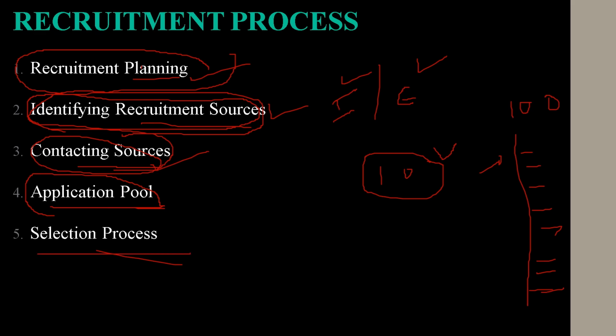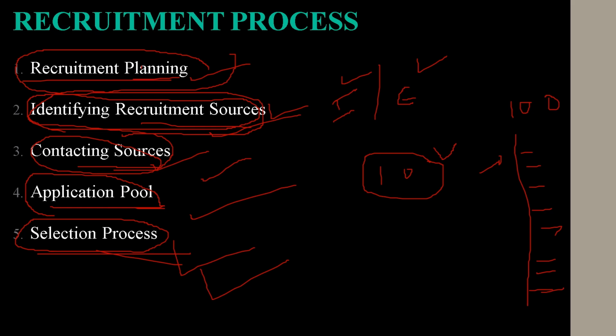Fifth is the selection process. Once we create a pool, we select the best applications from it. We have different concepts in the selection process, which we will discuss in the next videos. So this is all about the recruitment process. How many steps do we have? 5 steps: recruitment planning, identifying recruitment sources, contacting sources, application pool and selection process. The selection process we will discuss in detail in the next video. Hope you understand the recruitment process.